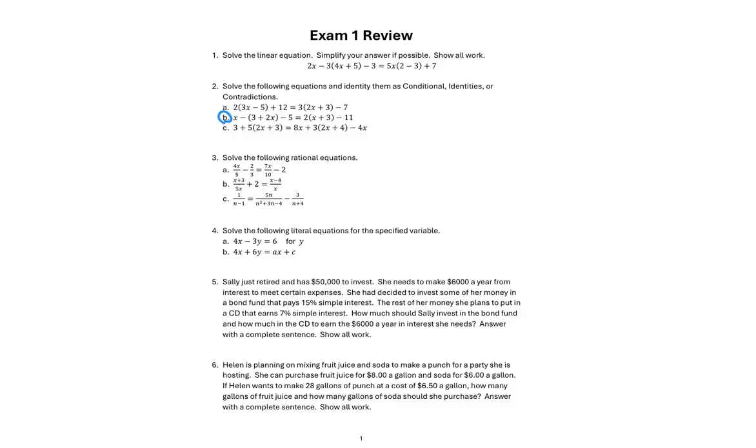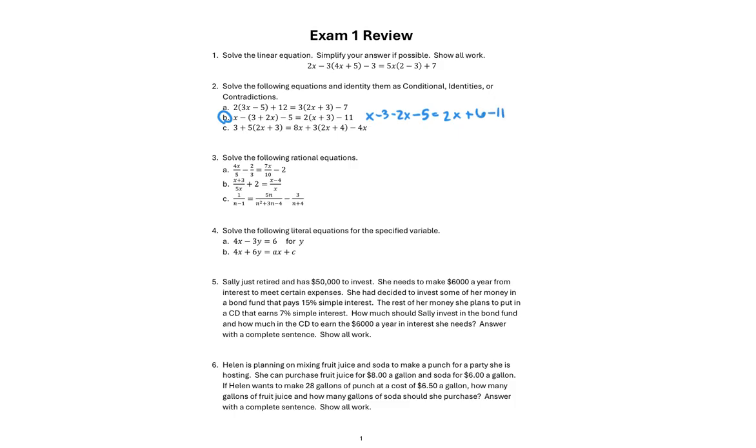Now taking a look at part B. I still have some things in front of my parentheses, so I'll go ahead and distribute that. I'll have x minus 3 minus 2x minus 5 equals 2 times x gives me 2x, 2 times 3 gives me plus 6, and then I have a little minus 11 on the outside.